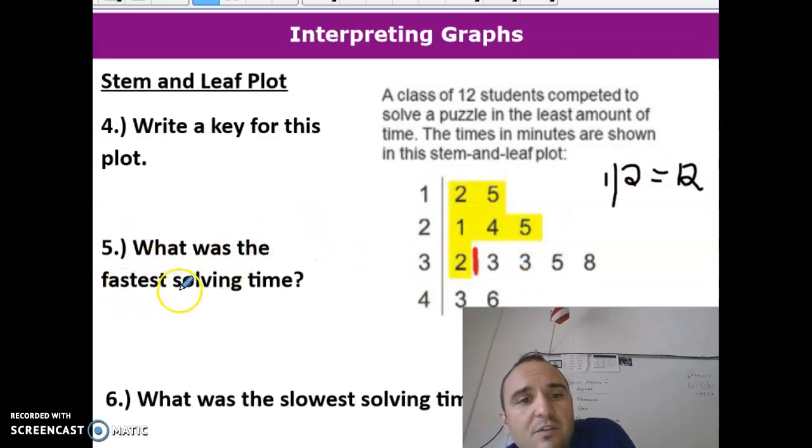What is the fastest solving time? A class of 12 students competed to solve the puzzle in the least amount of time. The times in minutes are shown below. 12 minutes would be the lowest. 12 minutes. What is the slowest time? It would be 46 minutes.